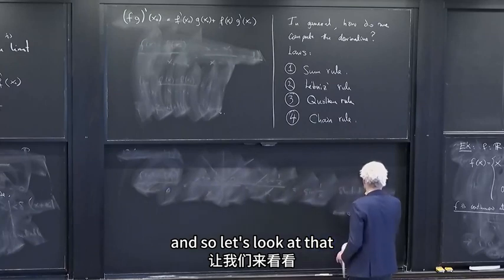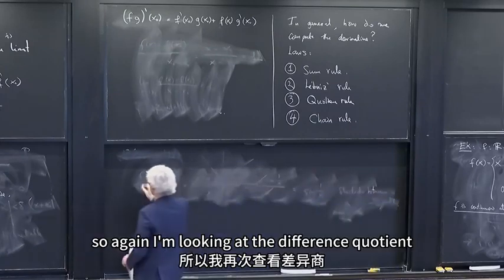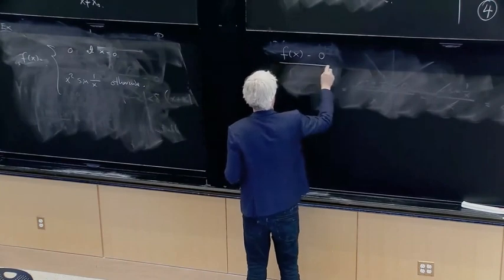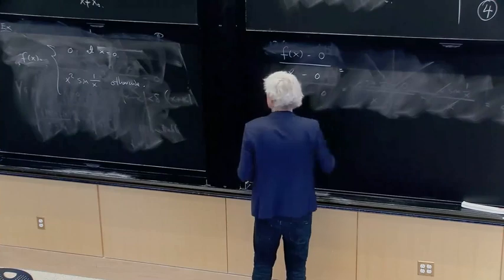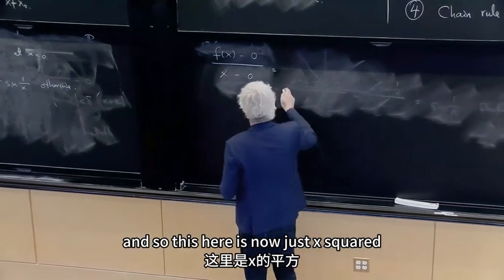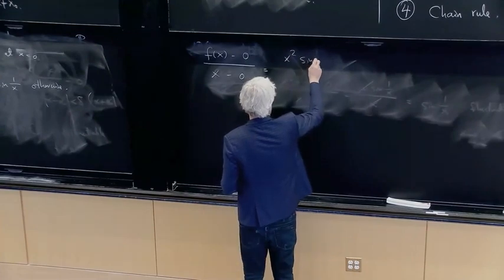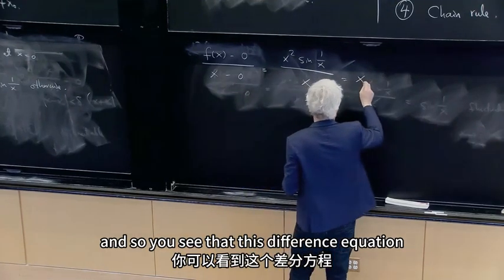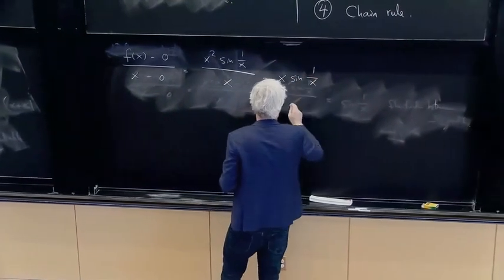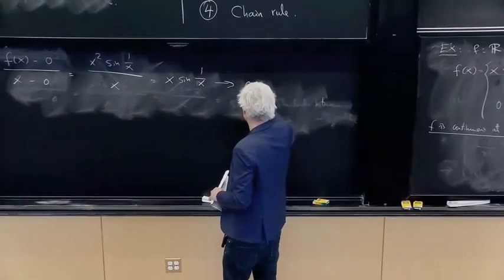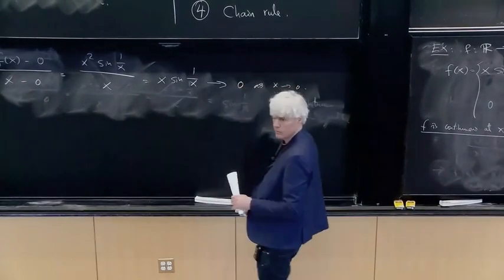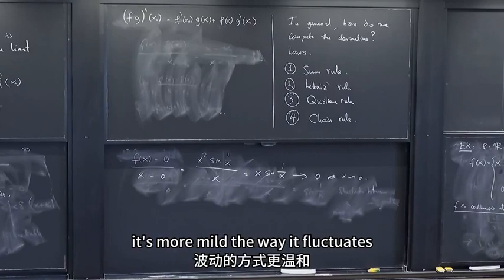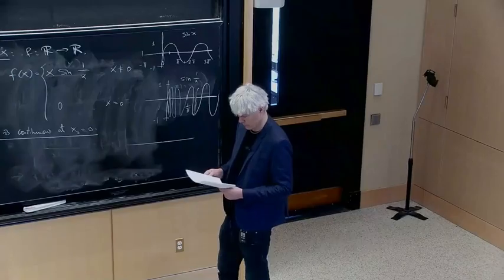So let's look at that. Again, I'm looking at the difference quotient, and the value at 0 is 0. So this is now just x squared sine 1 over x divided by x, and so the difference quotient is just x sine 1 over x. But this does converge to 0 as x goes to 0. So this function is actually differentiable. It fluctuates, but it fluctuates more mildly.